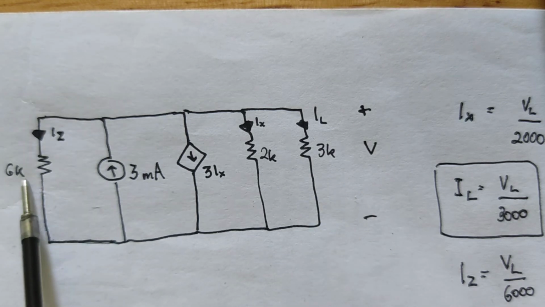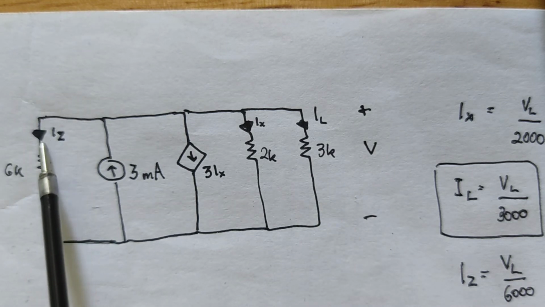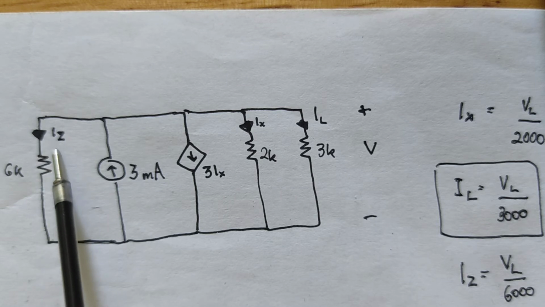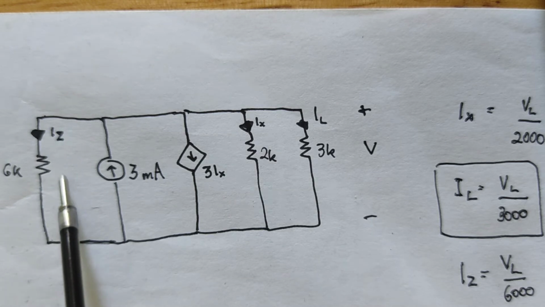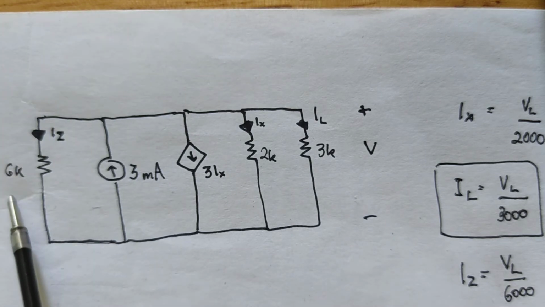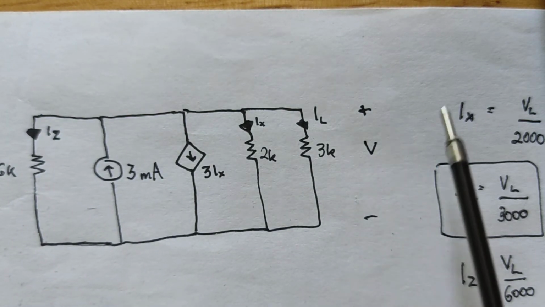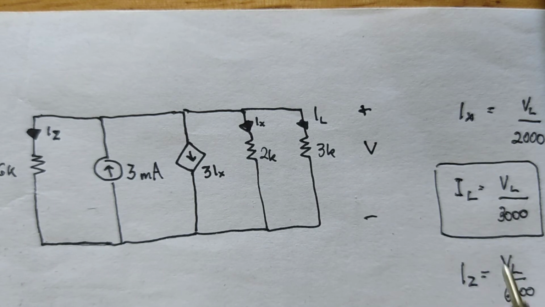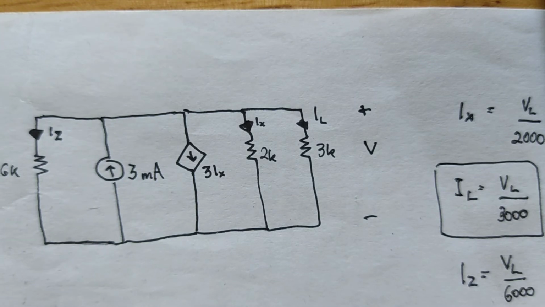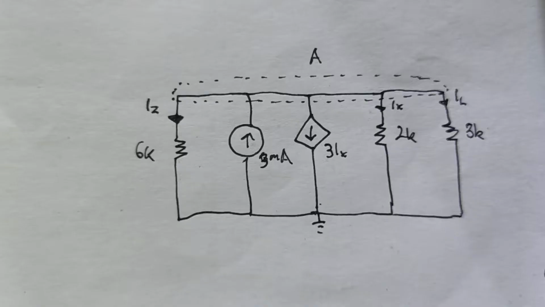For this resistor here, I assigned Iz, which would be equal to VL over 6000. So these are my three initial equations. To find IL, we would use KCL.